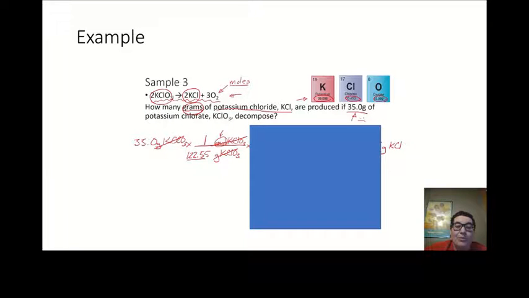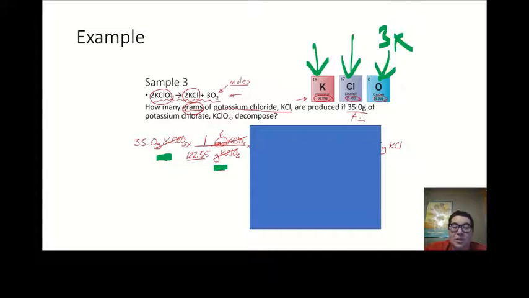So I plug in the molar mass, which is 122.55 grams of potassium chlorate. Quick reminder, if you're going to find potassium chlorate, it's going to be 1 potassium, 1 chlorine, and 3 times the oxygens. So make sure you can get that correct number of 122. You'll notice the grams go on the bottom so we can get cancellations. And that leaves us with moles of potassium chlorate on the top, which is what we're going for. We want to be in moles of potassium chlorate so we can convert into potassium chloride.